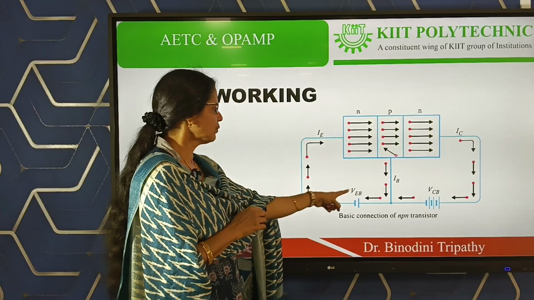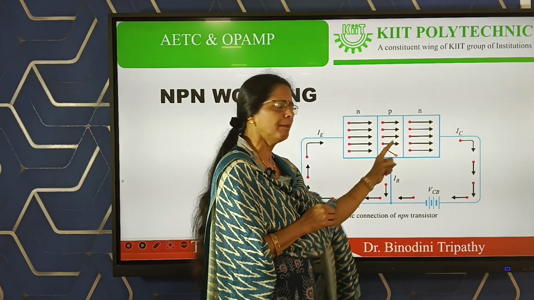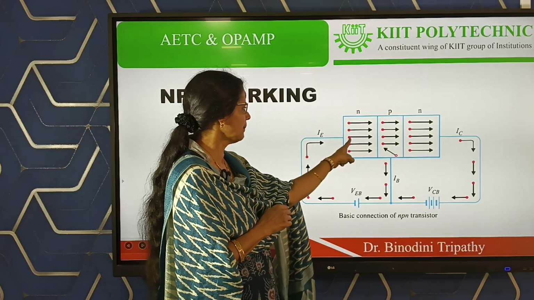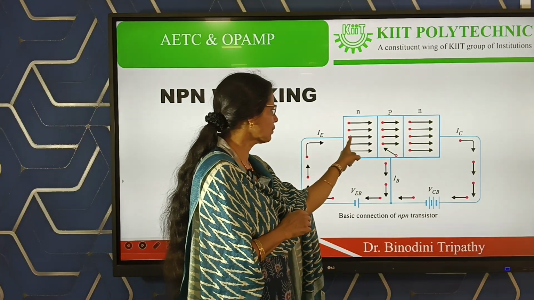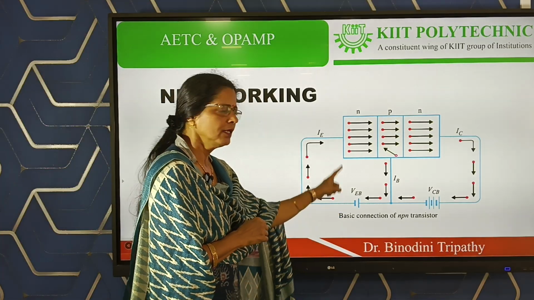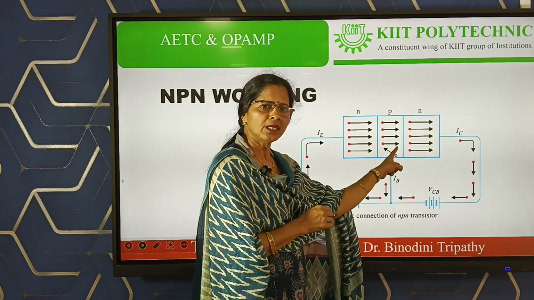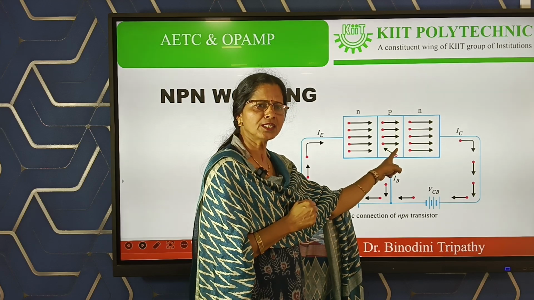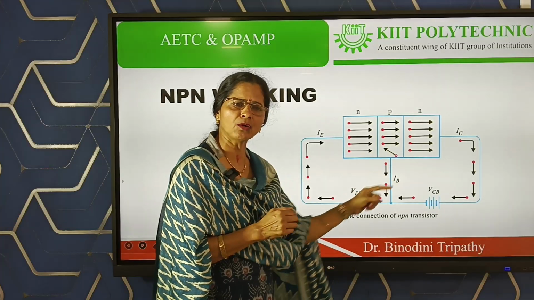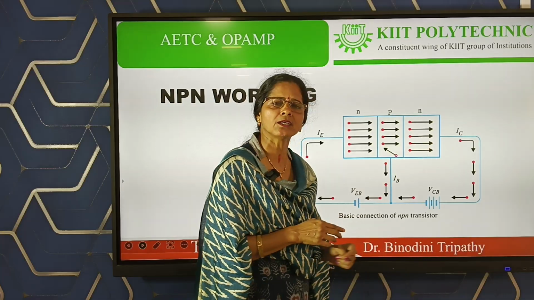Now see, due to this power supply, all the free electrons will be attracted towards the base region, or repelled by the negative terminal of the DC source. This is negative and these are negative. So all the free electrons will be repelled towards the base region by this negative terminal. When all the free electrons move towards the base region, there are very few holes in the base region. Suppose one hole here, so one hole will combine with one free electron and neutralize. The remaining 4 free electrons will go towards the collector region.